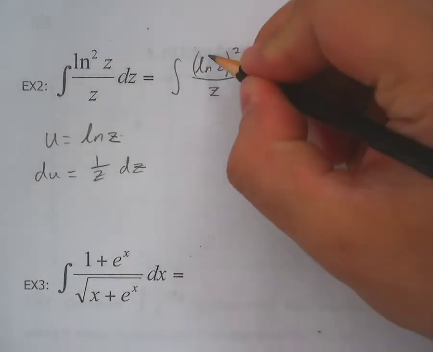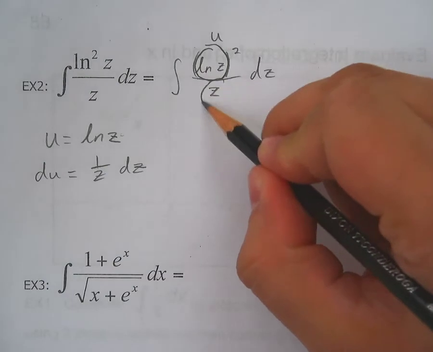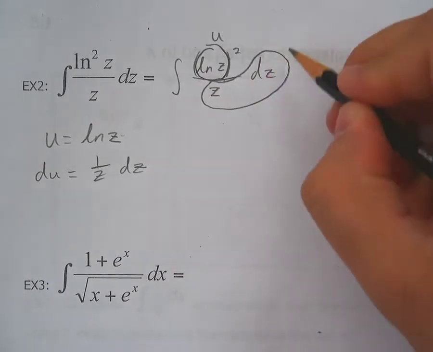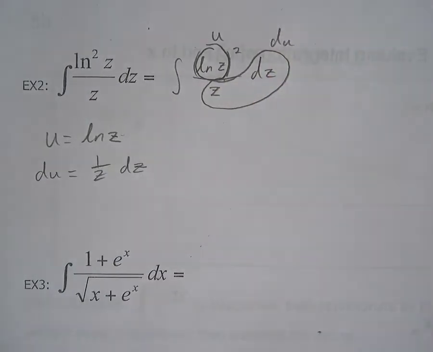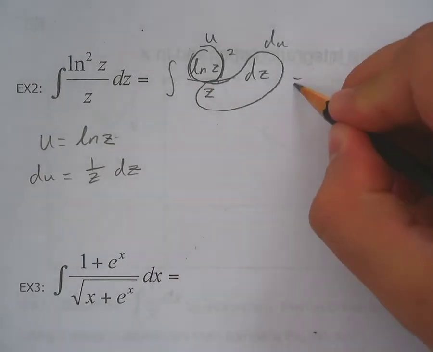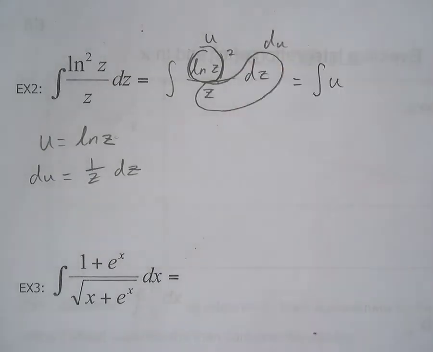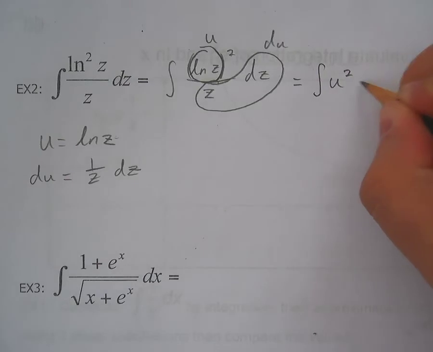So I've got u, and I've got du. See that 1 over z right here? It's already taken care of. So this is going to be the integral of u squared, don't forget your square, du.